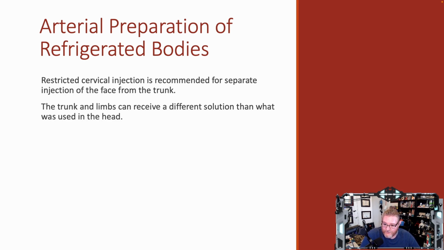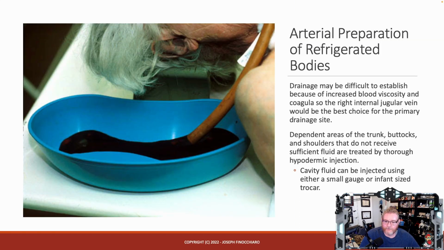Restricted cervical injection is recommended for separate injection of the face from the trunk. Notice a trend here. The trunk and limbs can receive a different solution than what was used in the head. Do not be afraid to use different fluids and different strengths in different areas of a body. Drainage may be difficult to establish because of increased blood viscosity and coagula, so the right internal jugular vein would be the best choice for the primary drainage site.